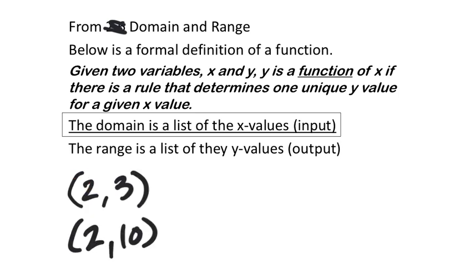Because, and we talked about this, your x values are your input, right? When you put in a 2 and you get out a 3, that's good. But if you come back and put in a 2, and now comes a 10, it's like, what is going on right here? Then it's no longer a function, okay?